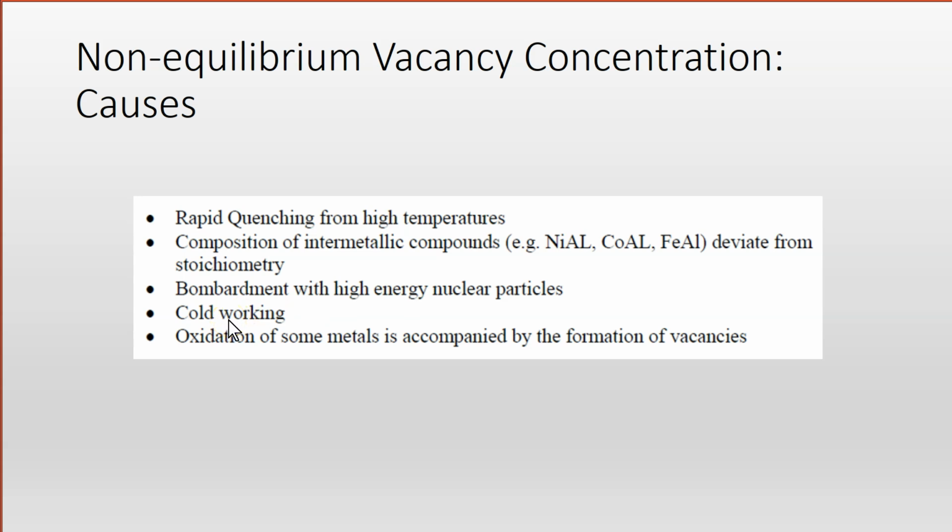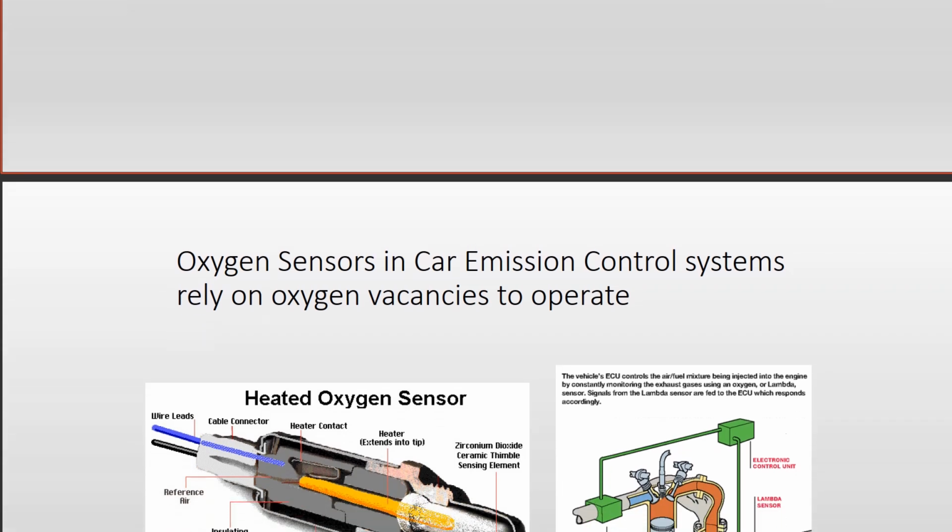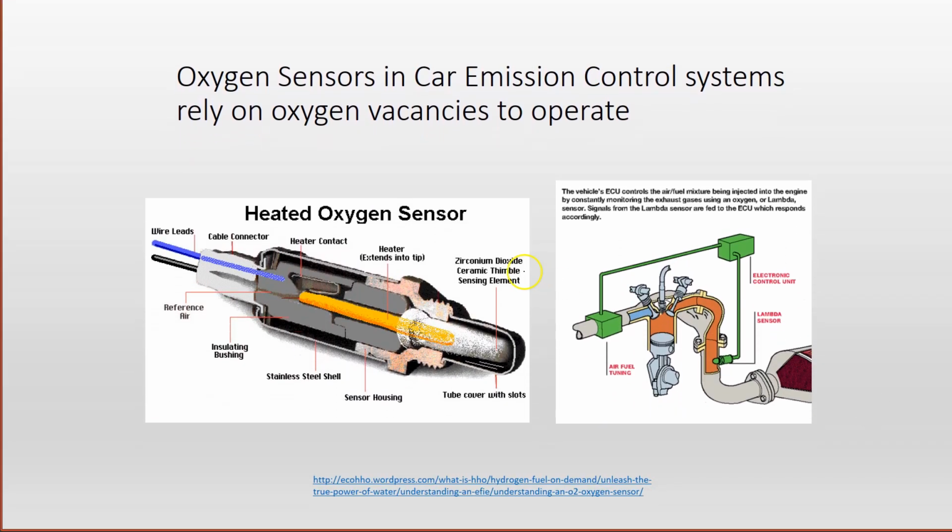Cold working. So cold working is when we deform the material below a certain temperature, which is specific to the material. And in some metals, the oxidation is accompanied by the formation of vacancies. Vacancies can be important for the operation of certain types of technical ceramics. So for instance, here we have a zirconium dioxide ceramic, which is created so that it has vacancies within it to allow diffusion of oxygen from the environment into the device.